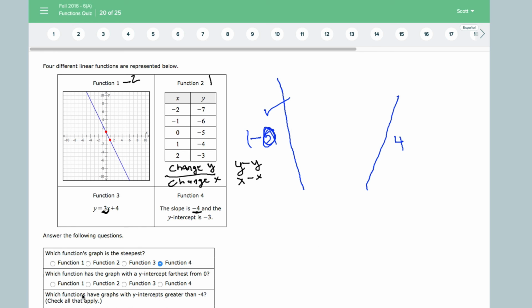Now, which graph has the y-intercept farthest from 0? That's a y-intercept of 1. That's a y-intercept of -5. That's pretty far. There's 4 and there's 3. So -5 is the farthest from 0. So that would be function 2.